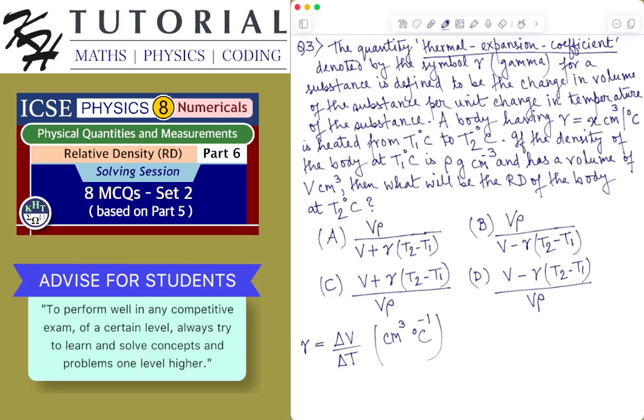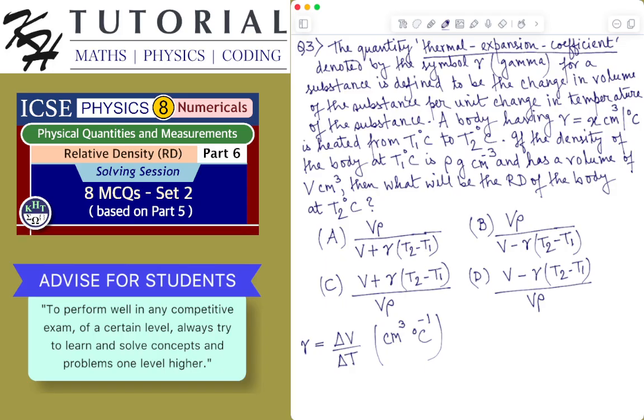Definitely at two different temperatures, which in this problem are T1 degree centigrade and T2 degree centigrade, the density will change. We know that the body has a certain mass, and the mass will never change. Since it is being heated, it will expand, and when it expands, the density becomes low. So clearly, the density at T2 degree centigrade will be less than the density at T1 degree centigrade, because the body is being heated from T1 degree centigrade to T2 degree centigrade.